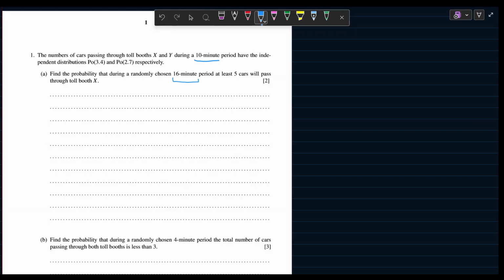So if I'm to define our random variable, we can call it B. Let B be the random variable number of cars passing through toll booth X per 16-minute period. So B is going to follow a Poisson distribution. But the lambda now, because we've changed the interval, lambda has to change. We know that for 10 minutes, our lambda is 3.4. What about for 16 minutes?